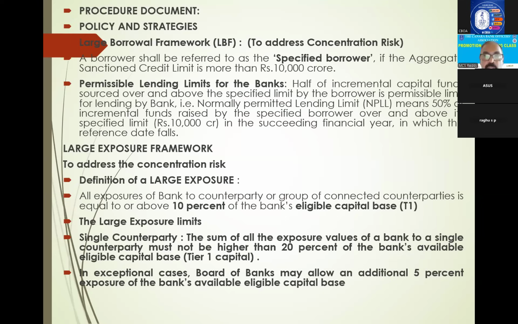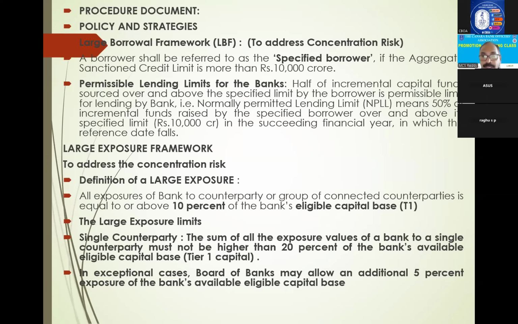Again, this is also to address concentration risk. What is large exposure here? Large exposure means exposure to a counterparty equal to or more than 10% of our bank's eligible tier 1 capital. As of March, our T1 capital is 1,04,000 crores, say approximately 1 lakh crores. So 10% of 1 lakh means 10,000 crores, almost a similar figure to the earlier one. Wherever you have given loans of 10,000 crores and above to any borrower or borrower group, they are called large exposure. That is the definition.